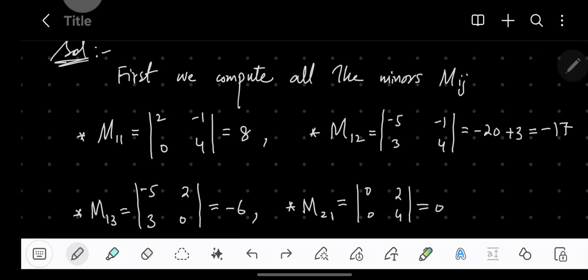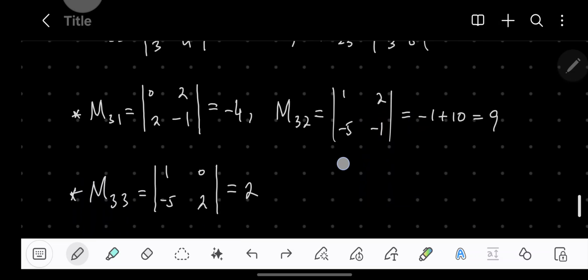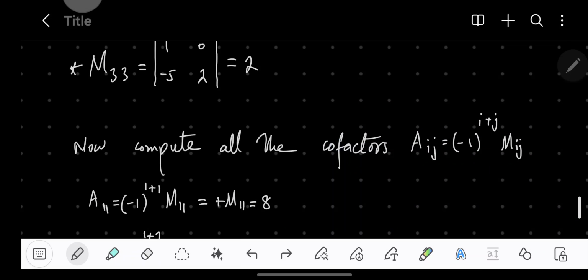Let us review again what we have to do in order to find the adjoint of the matrix. First of all, we will find all of the minors. You know how to find the minors. For the minor Aij, we will delete the ith row and the jth column, and the rest of the entries will be written in a determinant, and you will find this determinant. This will be the minor M11, and similarly you will find all of the other minors as I have found.